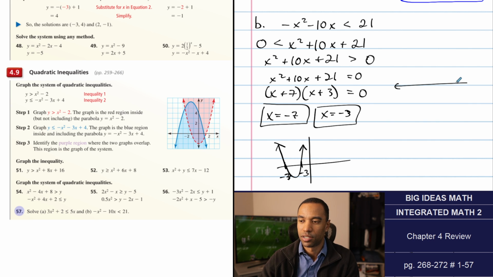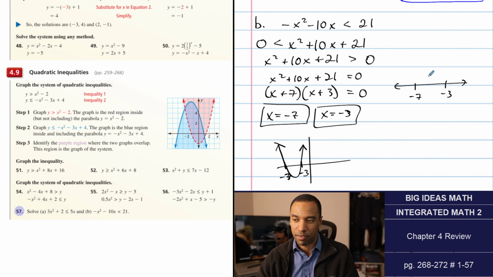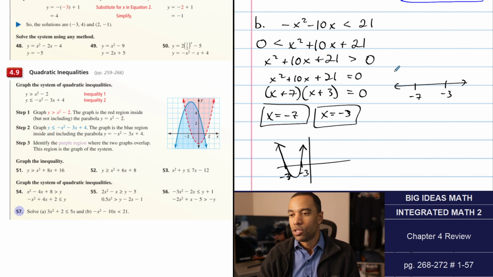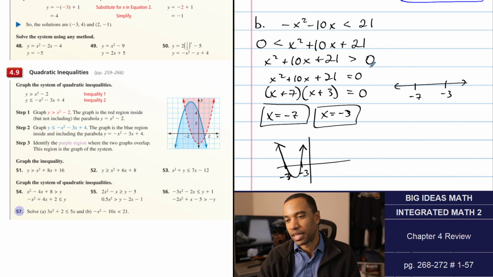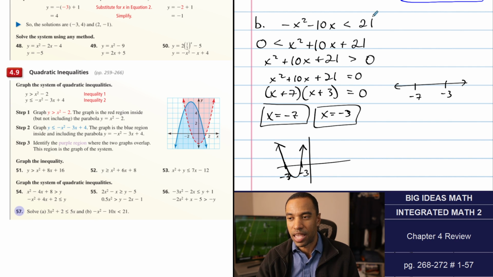But if I use a sign chart, once again, I have -7 and -3. What happens to the left of -7, to the right of -3, and in between? To the left of -7, let's plug in like -10. I'm going to use the factored form version as if it's y equals. -10, and I don't care about the number, I care about sign. -10 plus 7 is negative. -10 plus 3 is negative. Negative times a negative is a positive.